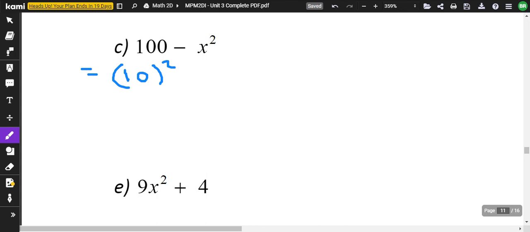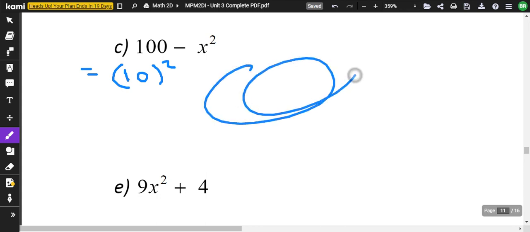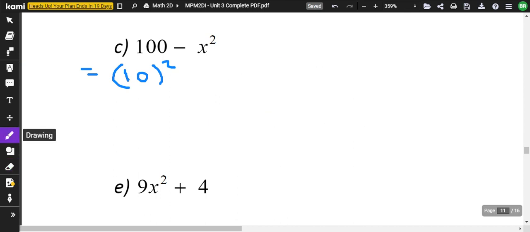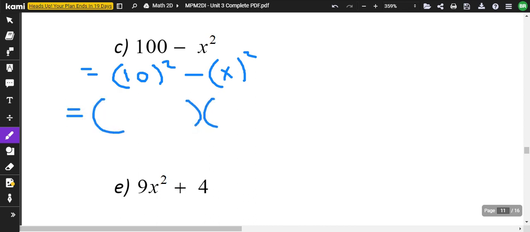Minus, that's me getting frustrated. My finger pen isn't writing. Minus, oh my gosh, I'll do it again. Okay, minus, and then x squared. So that means I could write it with a 10 in the front of each, an x in the back of each, and a plus and a minus. And there you go. Factored form.